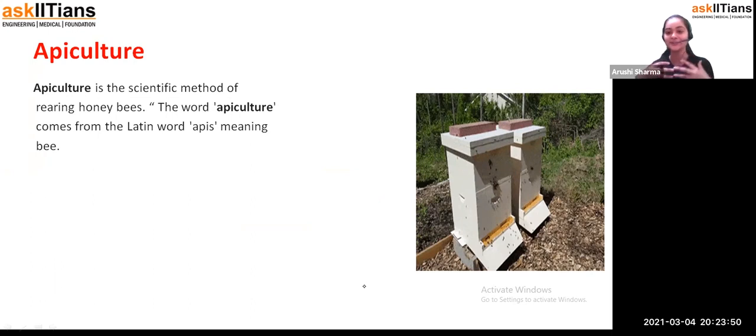Exactly. Like we human beings have homes, similarly honeybees also have their homes, which we call hives. But the artificial hives are called apiaries. That is why we call this process apiculture. And from those apiaries, we collect honey.